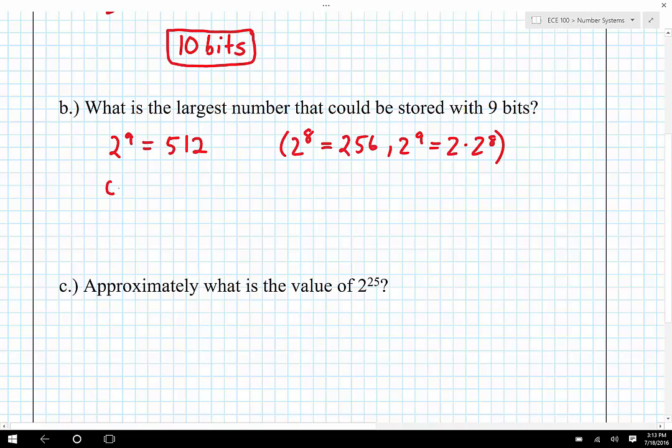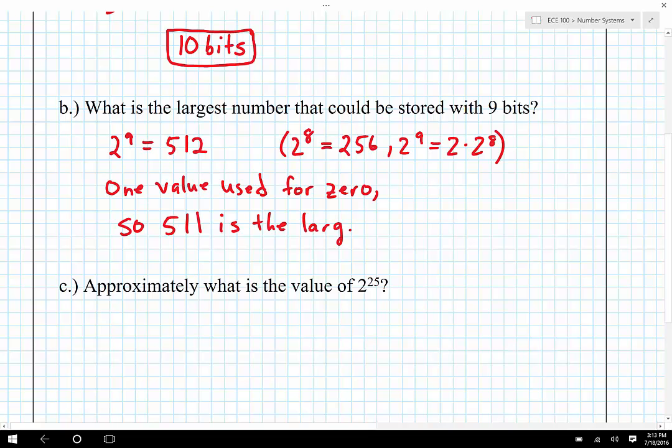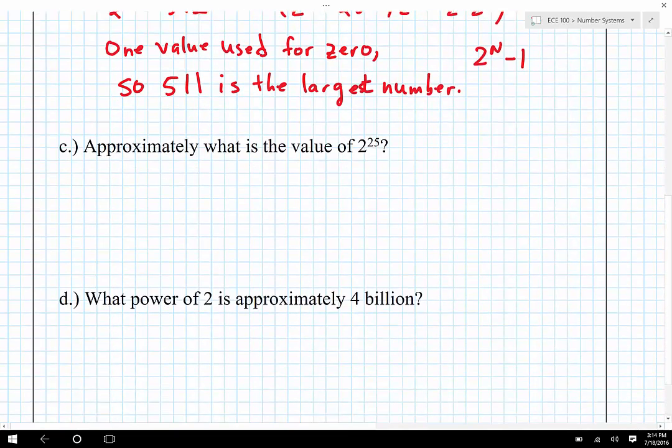So remember that there's one value used for 0. So 511 is the largest number. In general, the answer to this question will be 2 to the nth minus 1. Because 2 to the nth is the number of possible combinations, we always use one of them for the number 0, leaving 2 to the nth minus 1.